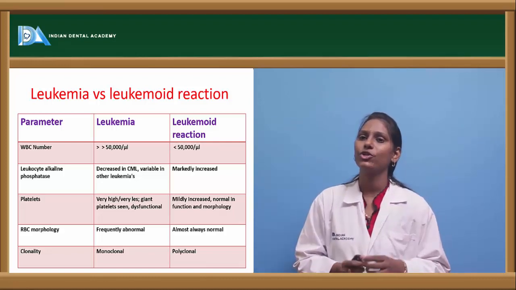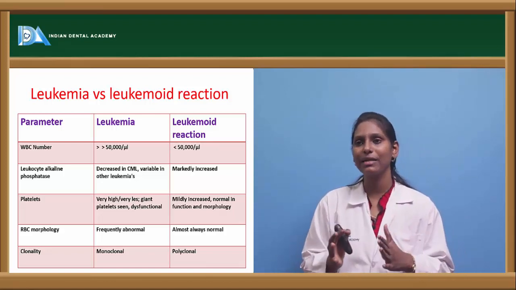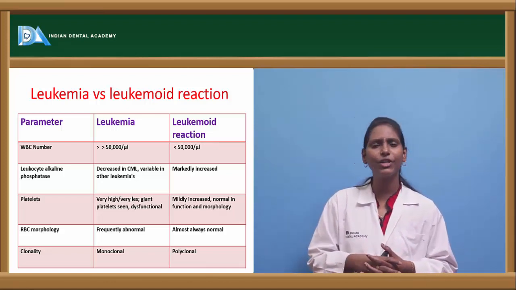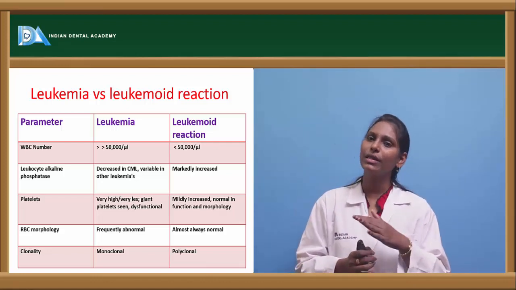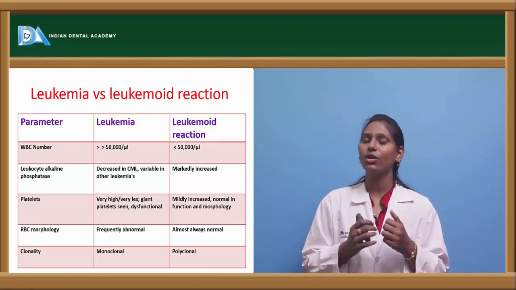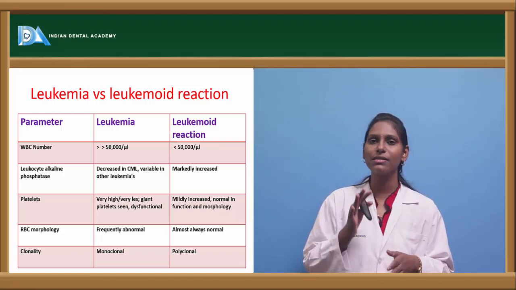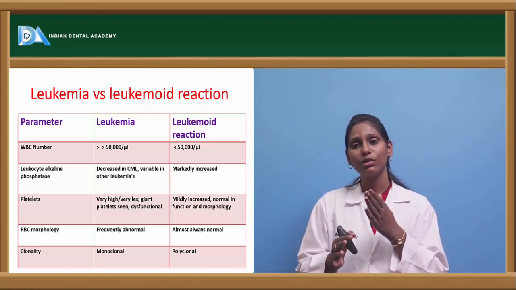And platelets, in leukemia, can be either very high or very low. We see giant platelets. In leukemoid reaction, usually we do not see much increase in megakaryocytes, that is, in platelets. Usually they are normal in function and normal in morphology. Whereas in leukemia, they are usually dysfunctional. That is, the function of platelets is altered in leukemia.